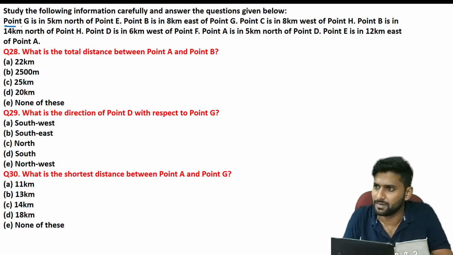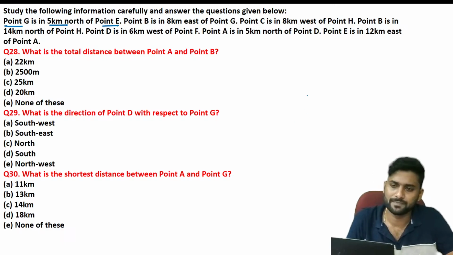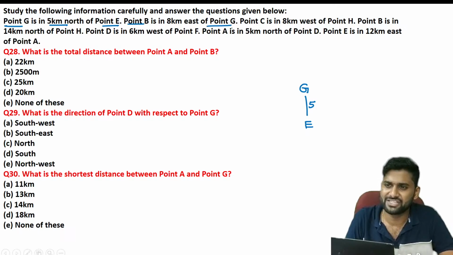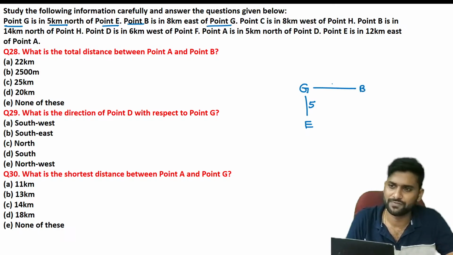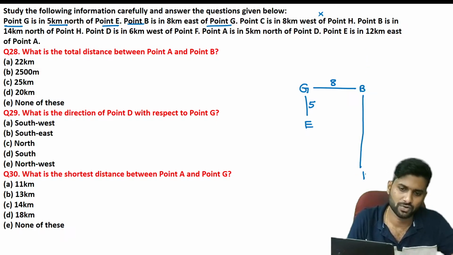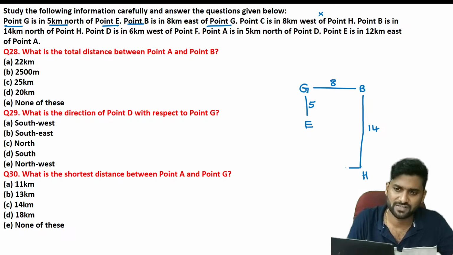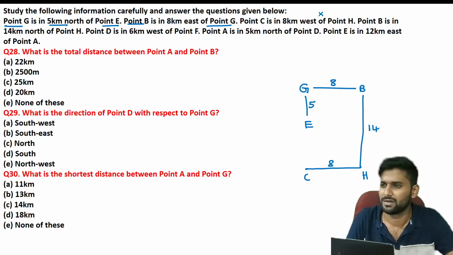Now see, point G is 5 kilometers north of E. G is north of E. So here the distance is 5 kilometers. B is east of G at a distance of 8. C is west of H. Hold this point. B is north of H by 14. Now you can confirm C. C is west of H. Now G and C must be in the same line. Why? Because the distance is the same. Parallel lines are equal.